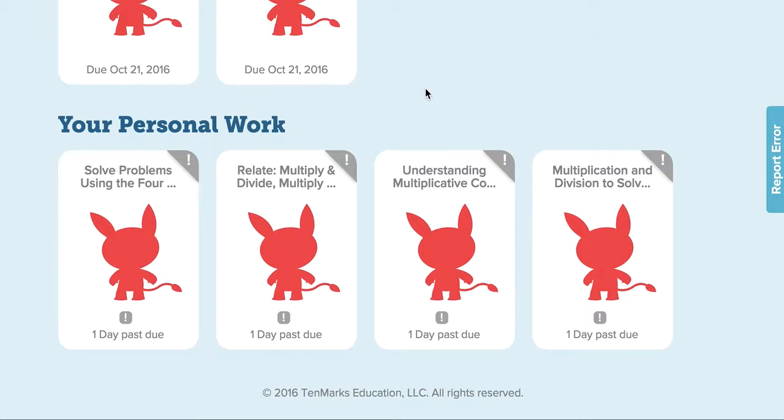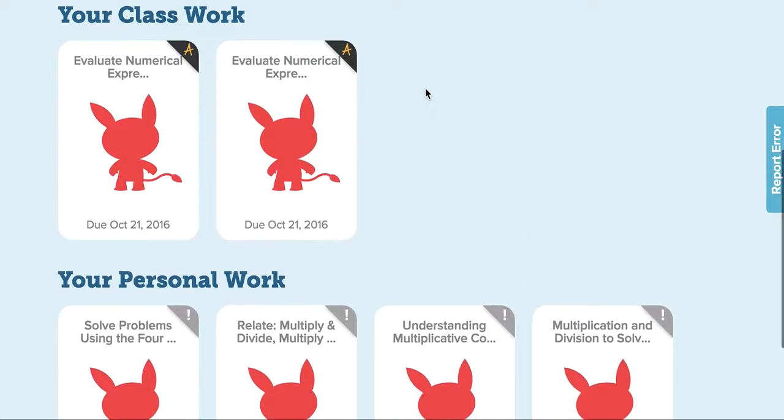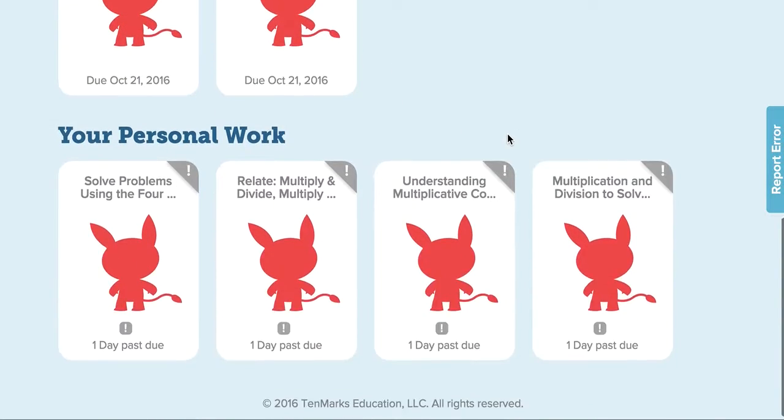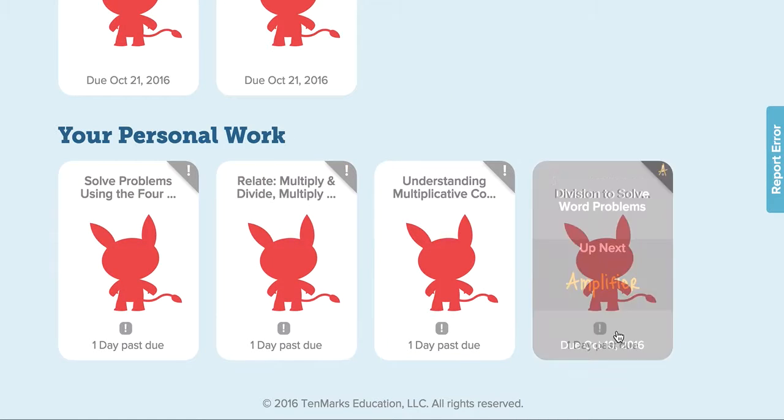Your personal work is going to be the same way, but it's going to be individualized to your needs. Generally, at the beginning of units is when we assign classwork, and then as we see where you are, that's when we're going to give you your personal work. This, just like the other one, as you complete, they will turn green. Again, don't mind the due dates.